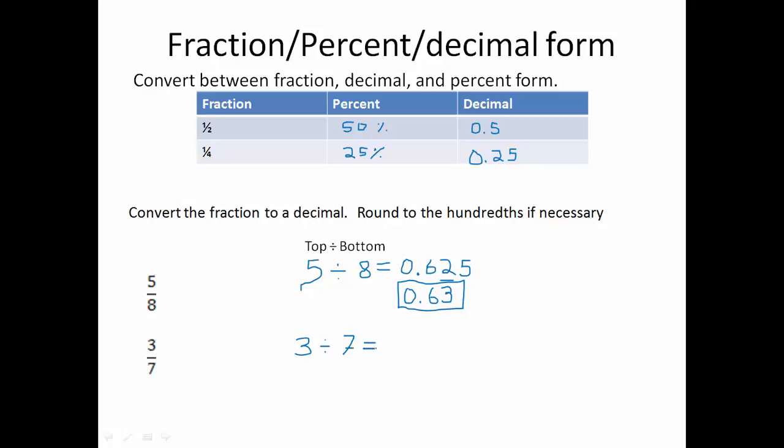And unfortunately, this one comes out rather ugly looking, but don't be afraid. Just because it's an ugly answer doesn't mean it's wrong. I get 0.428571 and so on, and this decimal just keeps right on going. It doesn't end anywhere. If your decimal stopped after 2 decimal places, your calculator might be formatted improperly.